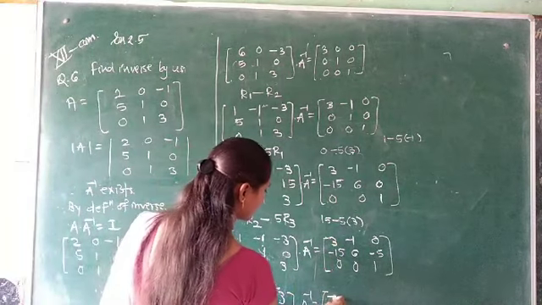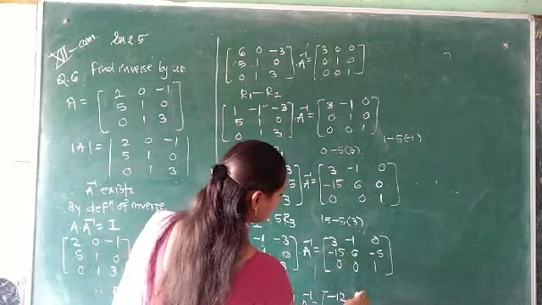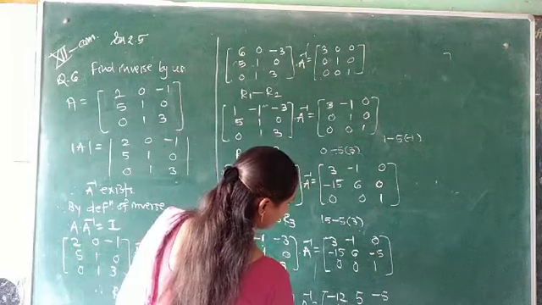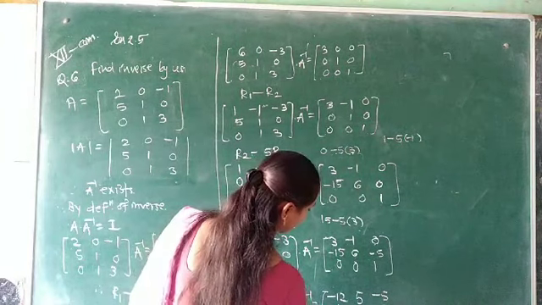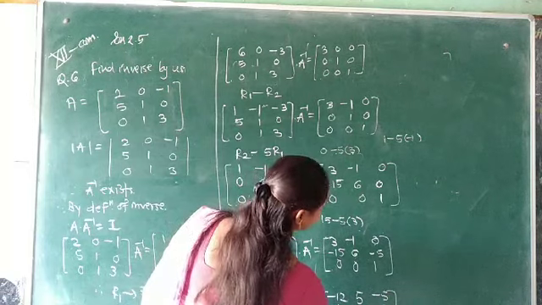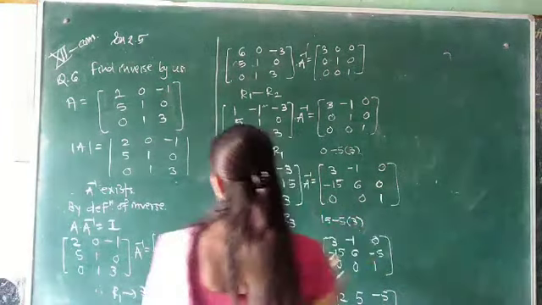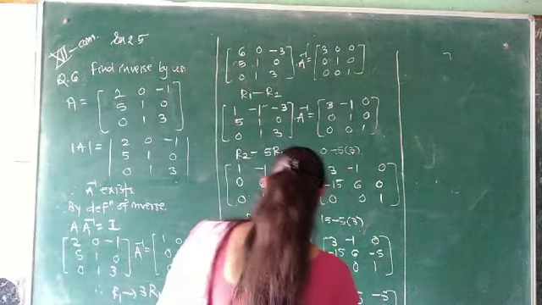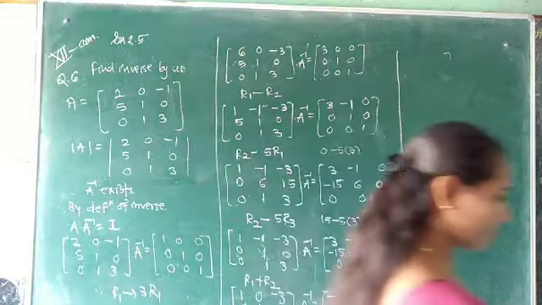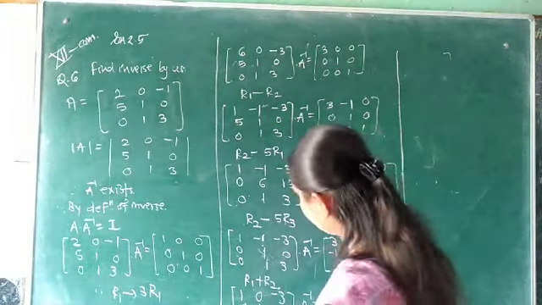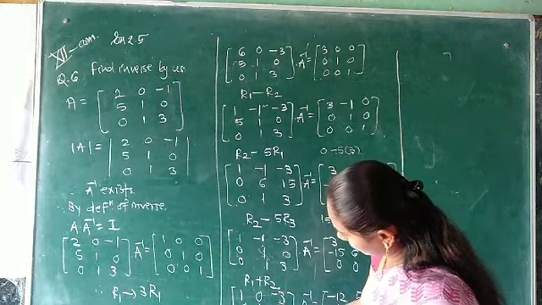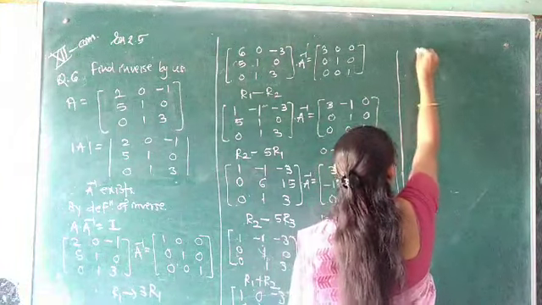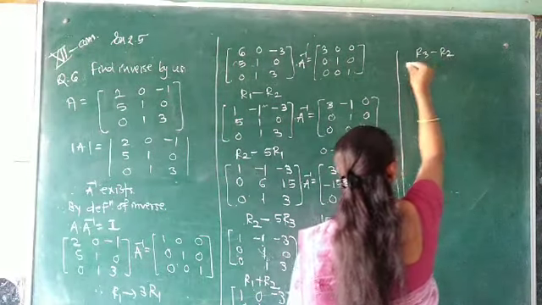So minus 3 plus 15, minus 12. Minus 1 plus 6, 5. 0 minus 5, minus 5. Minus 15, 6 minus 5, 0, 0, 1. Now we have to make the second one 0. So here we take subtraction of these two. We have to make the element in R3 0. So R3 minus R2. Next change is R3 minus R2.